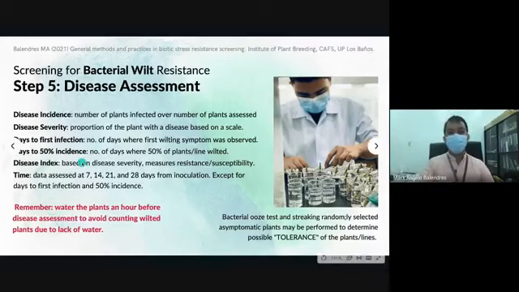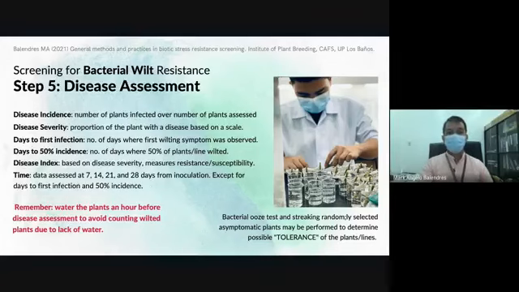The next is the days to first infection. So you need to note the day when you first observed the wilting symptom. And then you also have to get the days to 50% incidence. So when 50% of your plants have already wilted, you stop there for this particular data. And then you use disease index. So this is where we base the susceptibility or resistance of your plant, and this is just computed based on the rating scale. Later on, I will show you that.